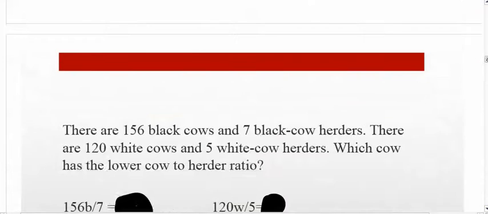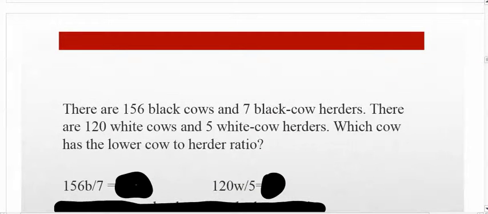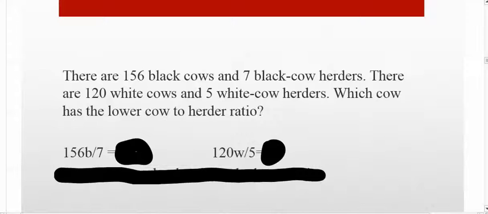Alright, so your second example is there are 156 black cows and 7 black cow herders. There are 120 white cows and 5 white cow herders. Which cow has the lower cow to herder ratio? So right here, it just tells you that you have to divide 156 black cows by the 7 black cow herders. So you just divide that, and that gives you 22.2.